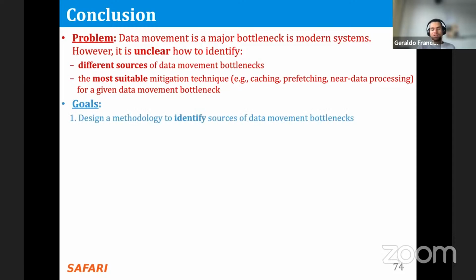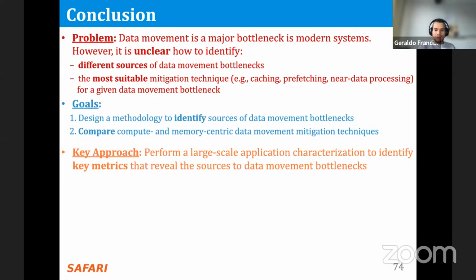Therefore, the goal of this work is to design a methodology to identify sources of data movement bottlenecks and also to compare compute-centric and memory-centric data movement mitigation techniques. The key approach that we take is to perform a large-scale application characterization to identify key metrics that can reveal the sources of data movement bottlenecks. We have 4 main contributions in this work.